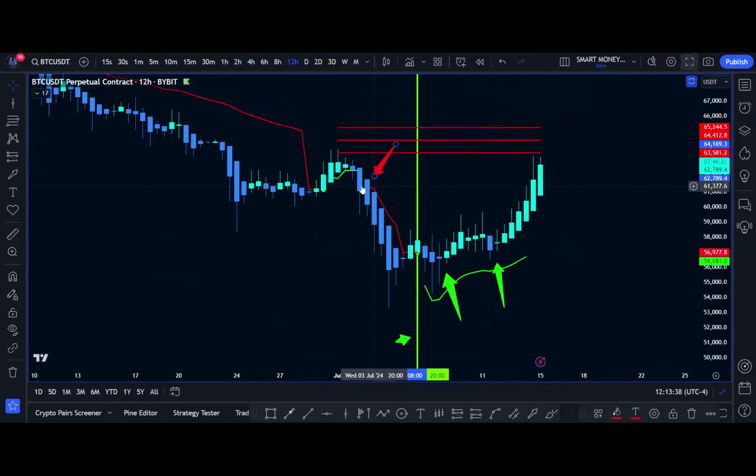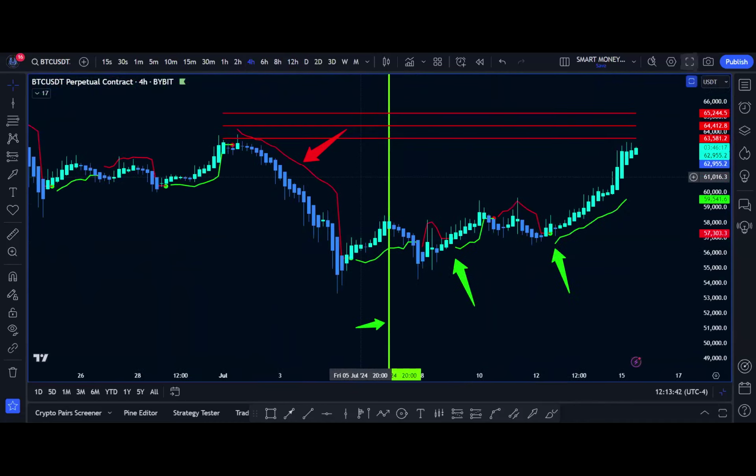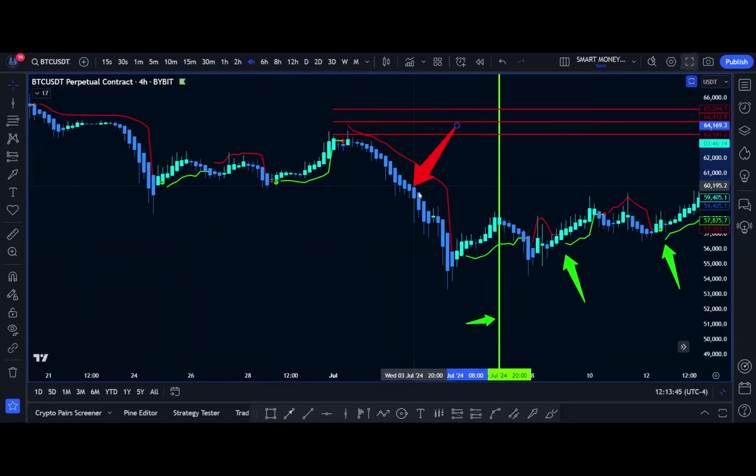On the 12 hour, you can see we're going down over here. Then we'd go to the 4 hour, and you can see this whole area would be great for shorting. Yes, I see.